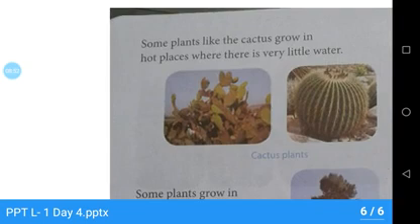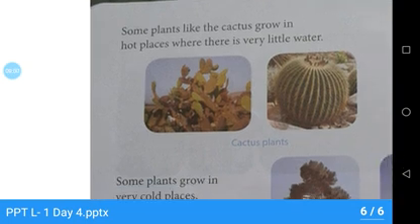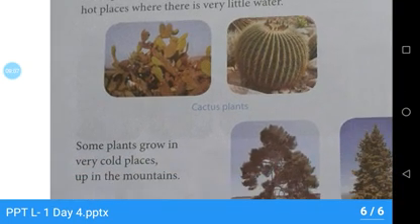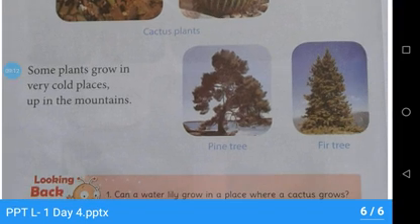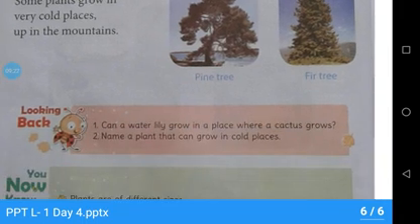Let us see. Some plants like the cactus grow in hot places where there is very little water. Now we have seen cactus plants, correct? And plants growing in hot places. Some plants grow in very cold places up in the mountains like pine and fir tree. Children, these plants also we have seen in our videos if you remember. Now below that in orange box there are 2 questions. We have to discuss those.